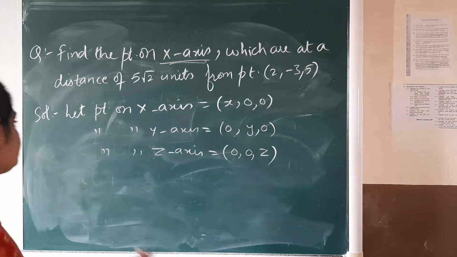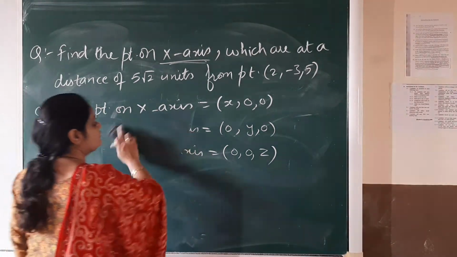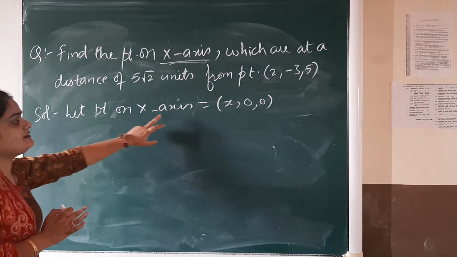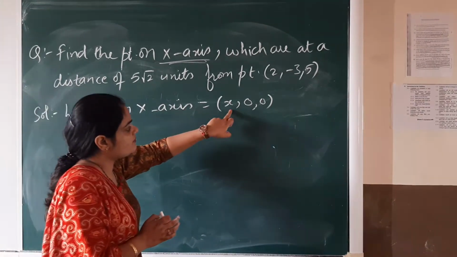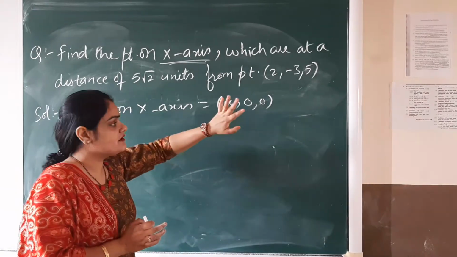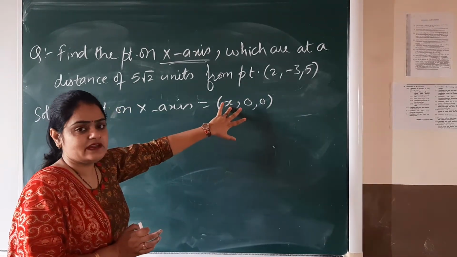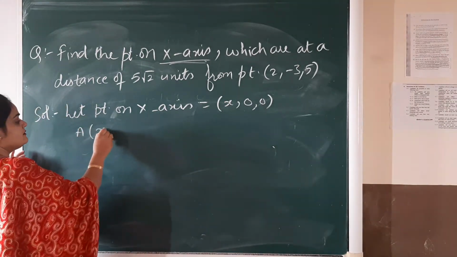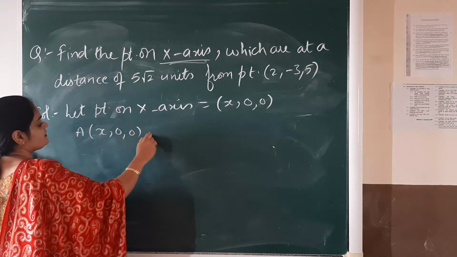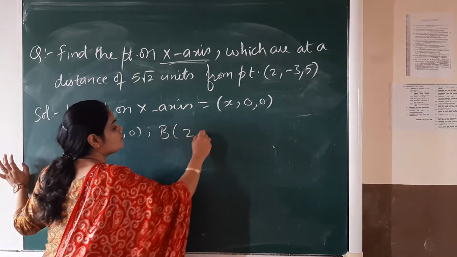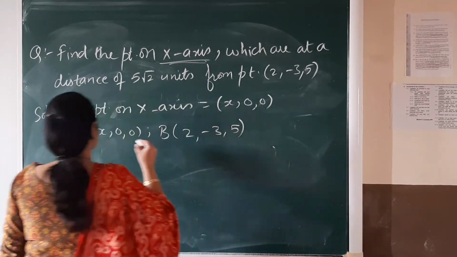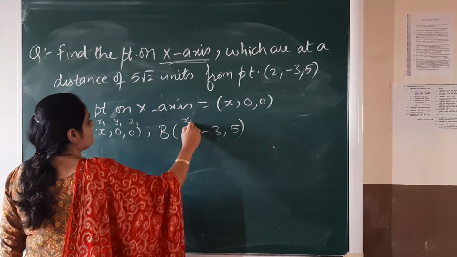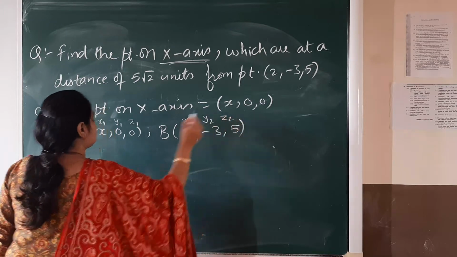Now, in the question, we need to calculate the point which is lying on the x-axis. So it will be in the form of (x, 0, 0). Now x is the unknown term, we need to calculate. Another point is, if this is your A point (x, 0, 0), the B point is (2, -3, 5). This is your x1, y1, z1, x2, y2, z2.